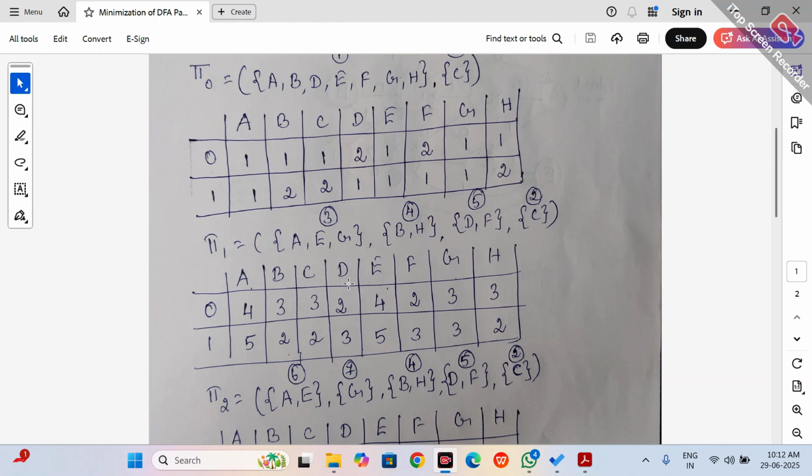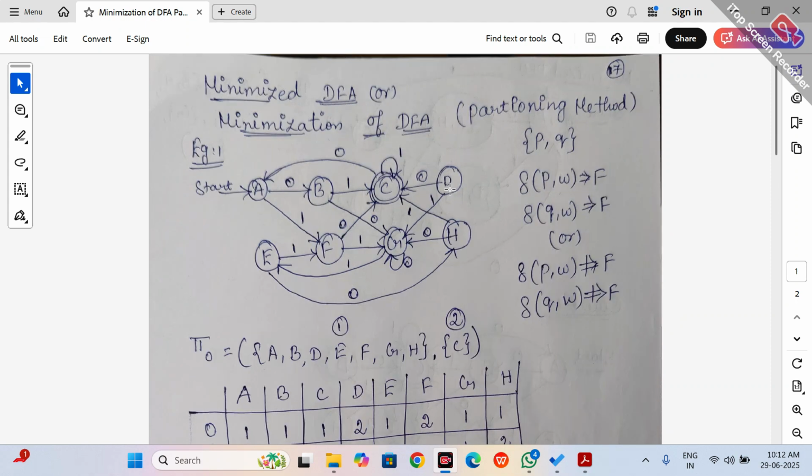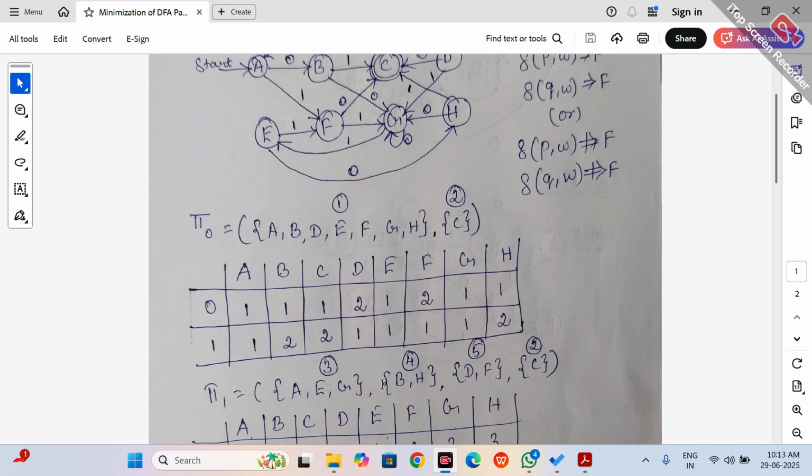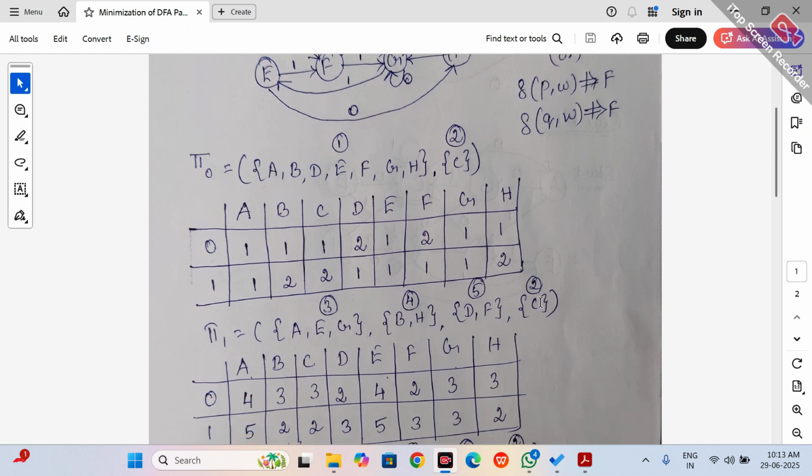Next state is D. For D, inputs 0 and 1. 0 goes to state C, and 1 goes to G here. C is in the second group, and G is in group number 3. So here it is 2, 3.